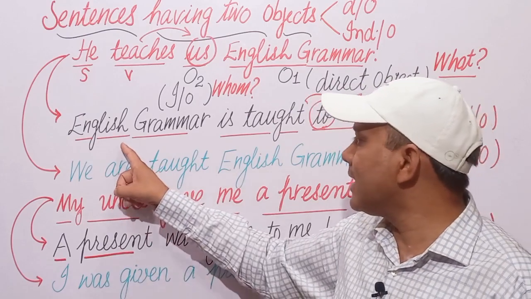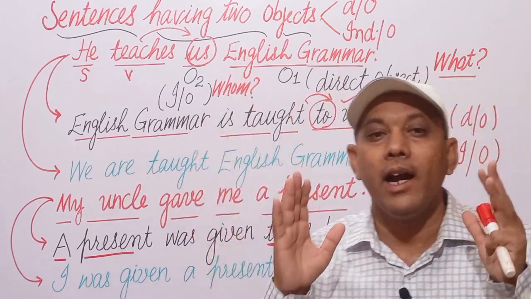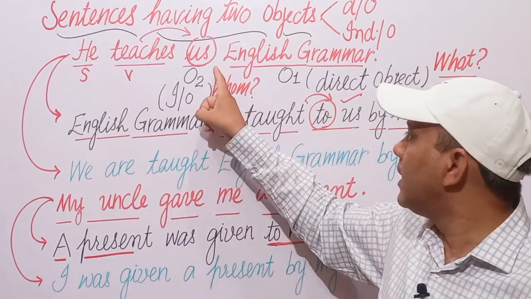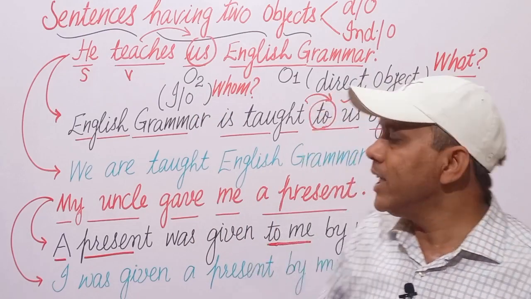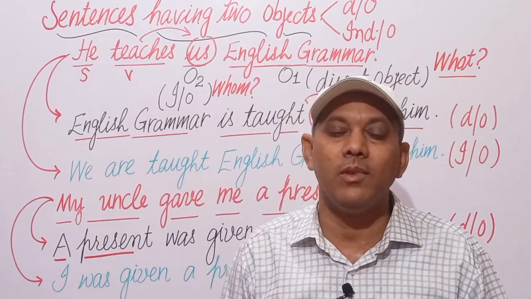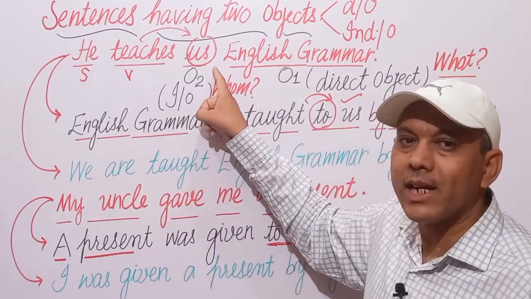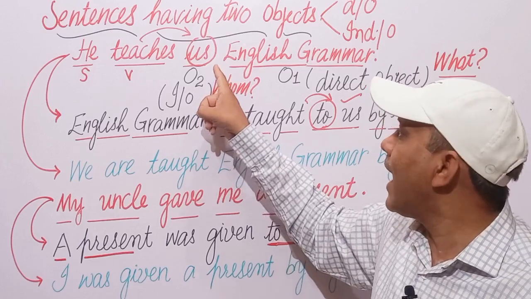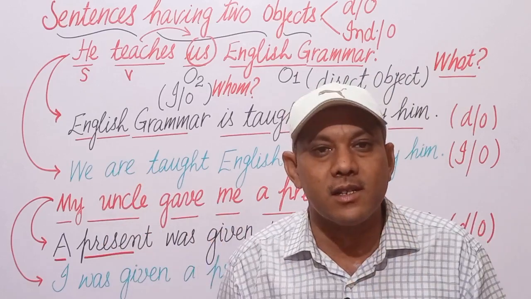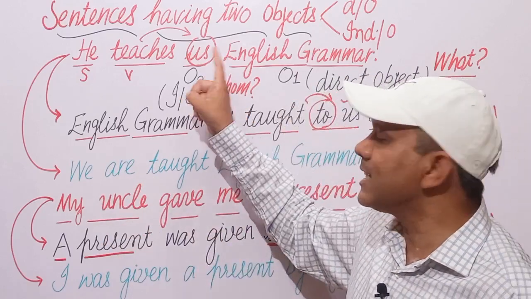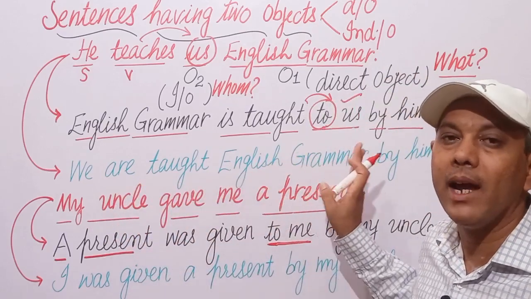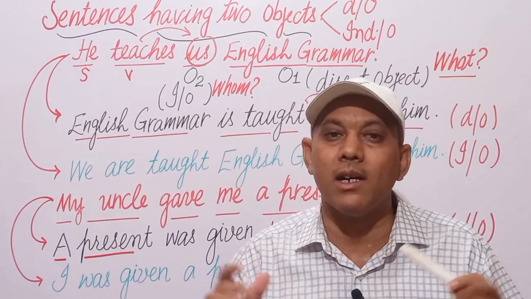Now we can change it using the other object, the indirect object us. Before changing it into passive voice, we have to change this indirect object into the subjective form. We can't use this objective form as it is, because the objective form of a pronoun can't become the subject of a sentence. That is why we shall change it into we. We are taught English grammar by him.